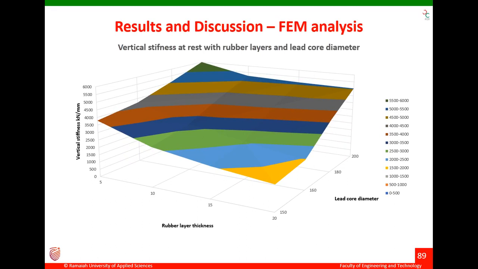This one shows the vertical stiffness of the lead rubber bearing at rest, like when the lead rubber bearing is not subjected to any lateral deformation, what will be the vertical stiffness with variation of rubber layer thickness and lead core diameter.